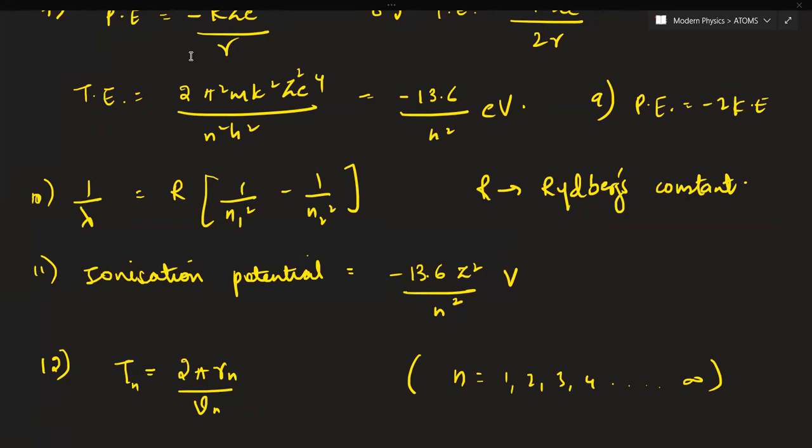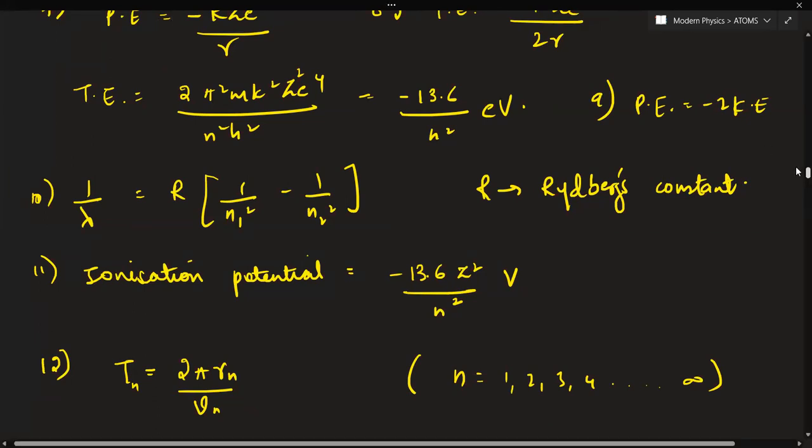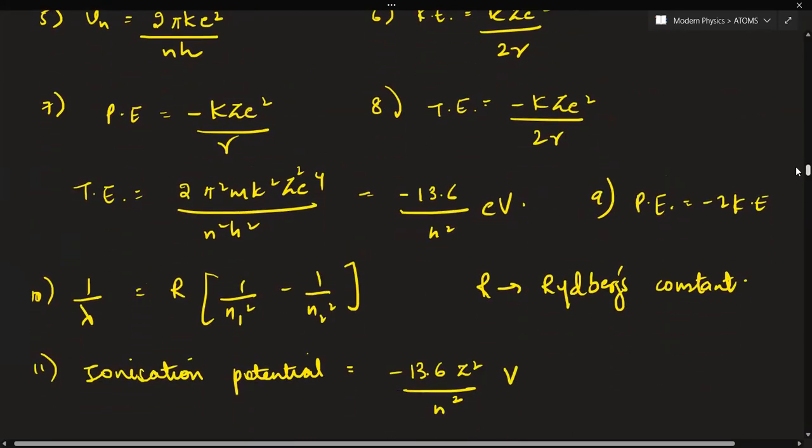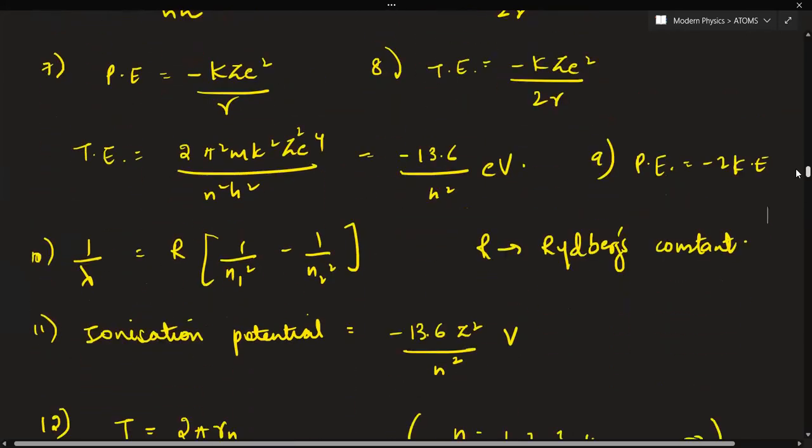Ma'am, what is formula number 7? Ma'am, it's not showing clearly. Which one? 7, 7. 7, 8. Is this visible now? Yes, ma'am.